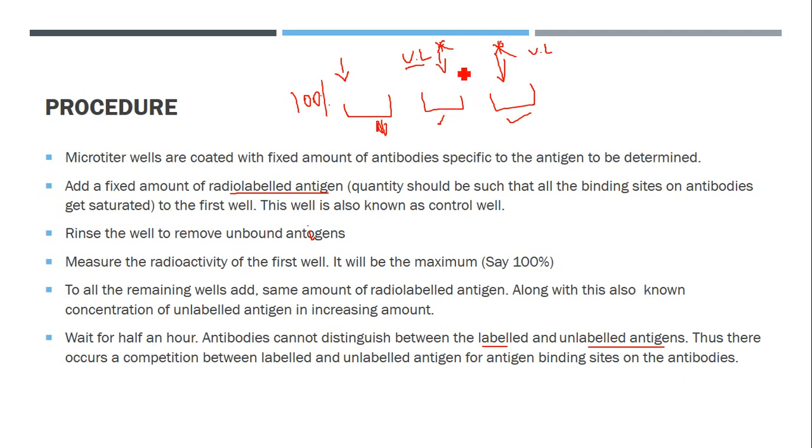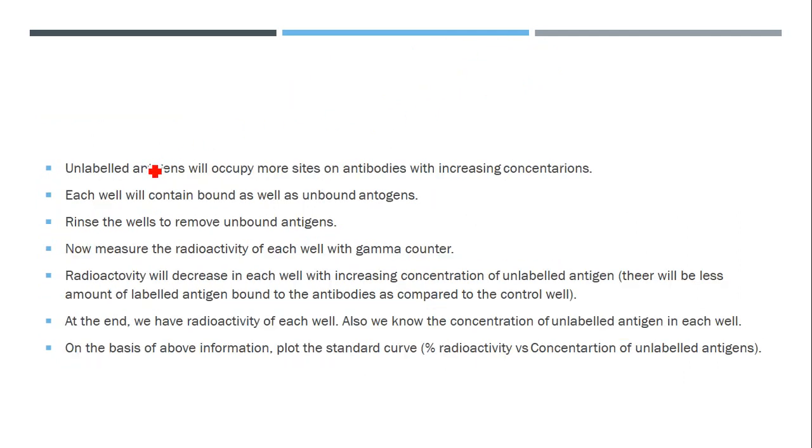So you can see that radioactivity will decrease. Again in well 3, radioactivity will decrease more because it contains a higher amount of unlabeled antigen as compared to well number 2. So unlabeled antigens will occupy more sites on the antibodies with increasing concentration. Each well will now contain bound as well as unbound antigens, so we will have to wash it to remove the unbound antigen. Now measure the radioactivity of each well with a gamma counter. Gamma counter is the instrument used for measuring radioactivity.